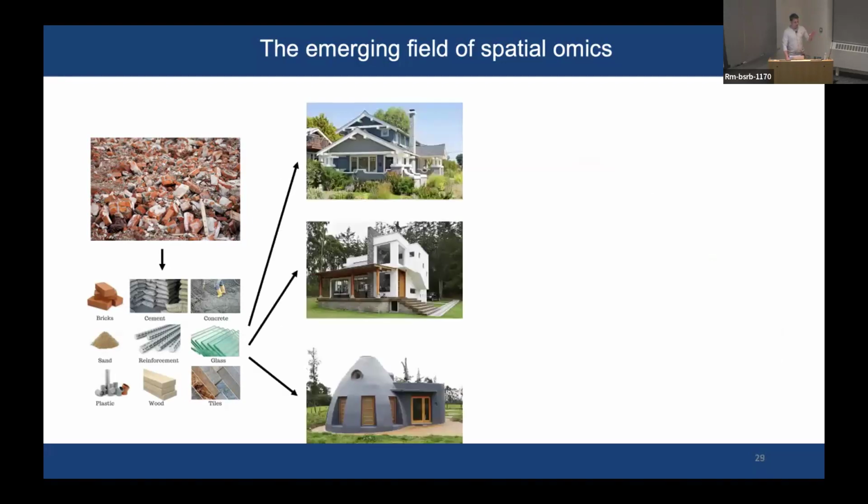But what is the actual house? You need to put it back together. And each of these individual components, when you put them together in different ways, you can have different types of houses, different types of functions. But that's only one small layer of what I would call spatial omics.